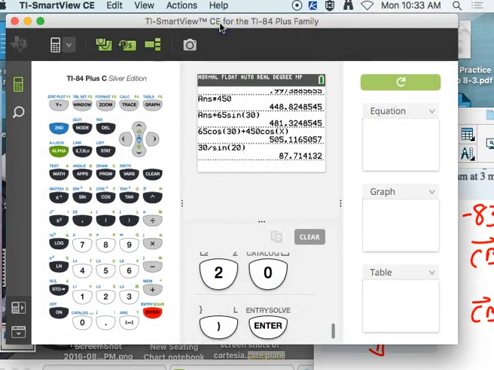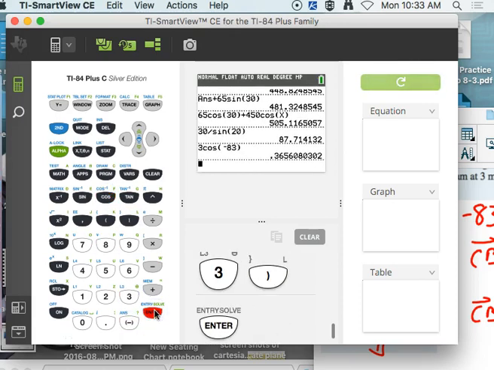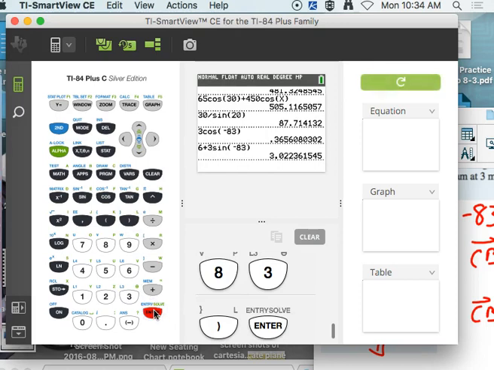All right, so away we go. The x component was 0 plus 3 cosine negative 83 degrees. So 0.366. And then the other one was 6 plus 3 sine of negative 83 degrees. 3.022, whatever.